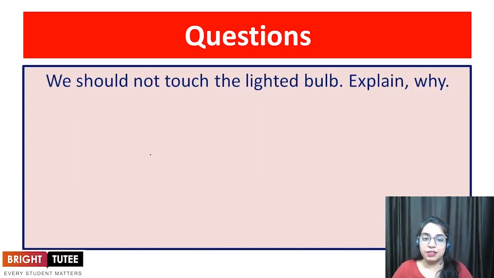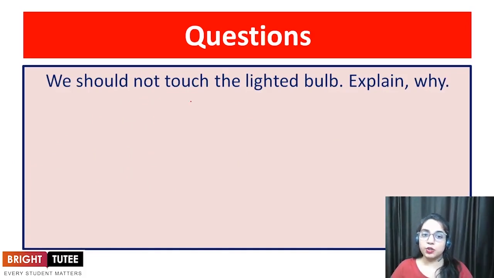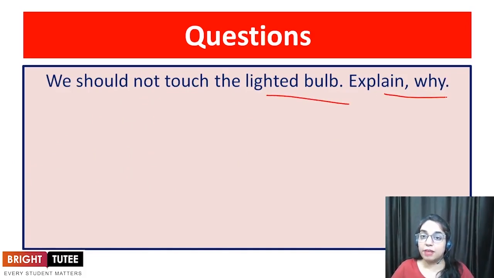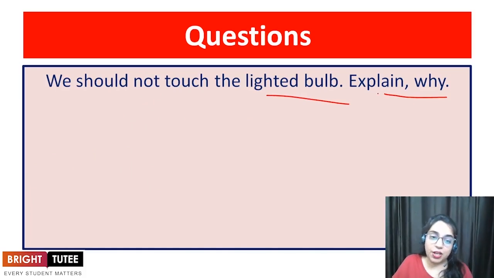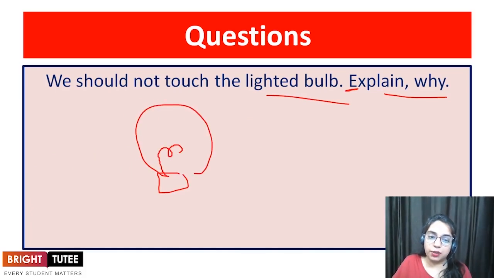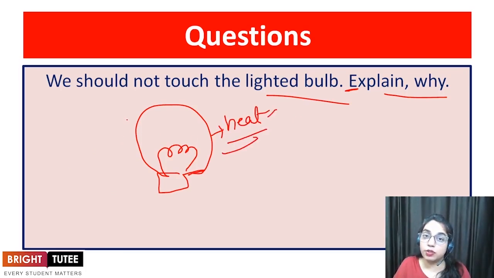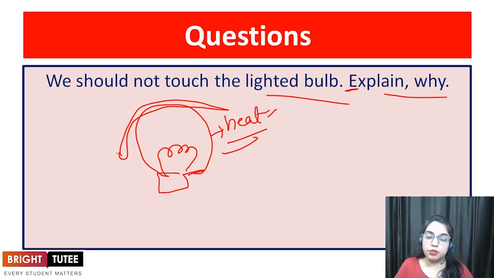Okay, children? So the next question is, we should not touch the lighted bulb. Why? Because of the heating effect of electric current, children, right? Because whenever we light a bulb, the current is flowing through it, okay? And whenever the current flows through it, heat is produced and it will become very hot. So children, also we should never cover the lighted bulb with any cloth, because after some time it will become so hot that it can even catch fire, okay? So we should never touch the lighted bulb, okay?